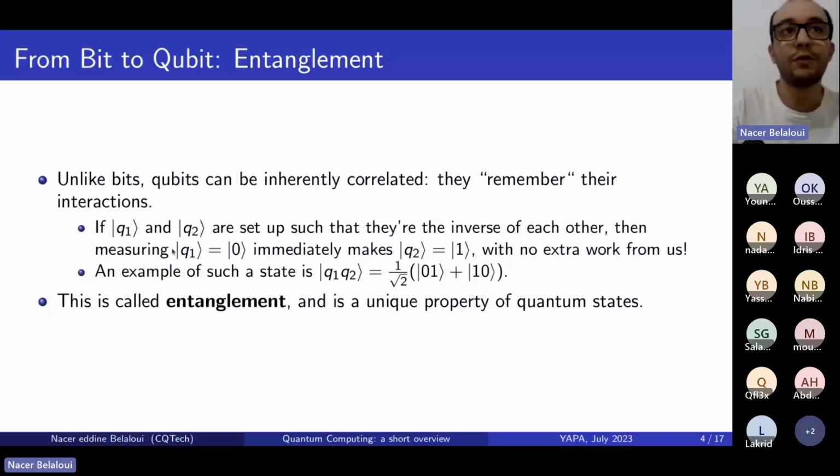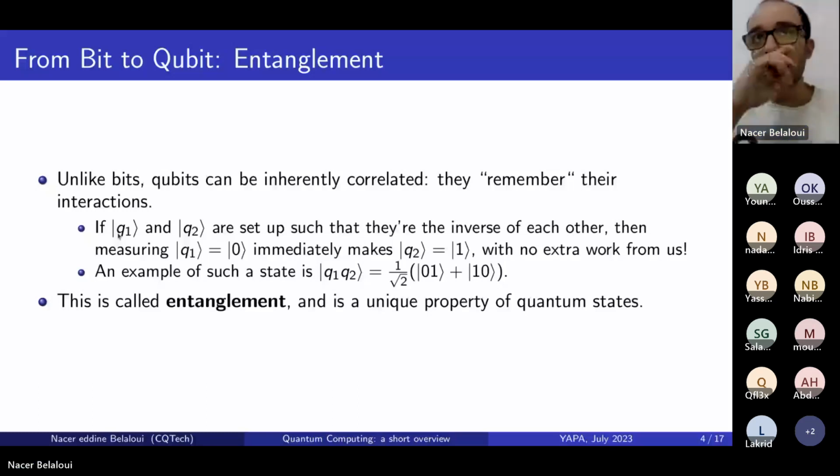That's entanglement. Let's say we have two qubits, which I call here Q1 and Q2. I can set them up such that they're always the inverse of each other. So if one is 0, the other is 1, and vice versa.